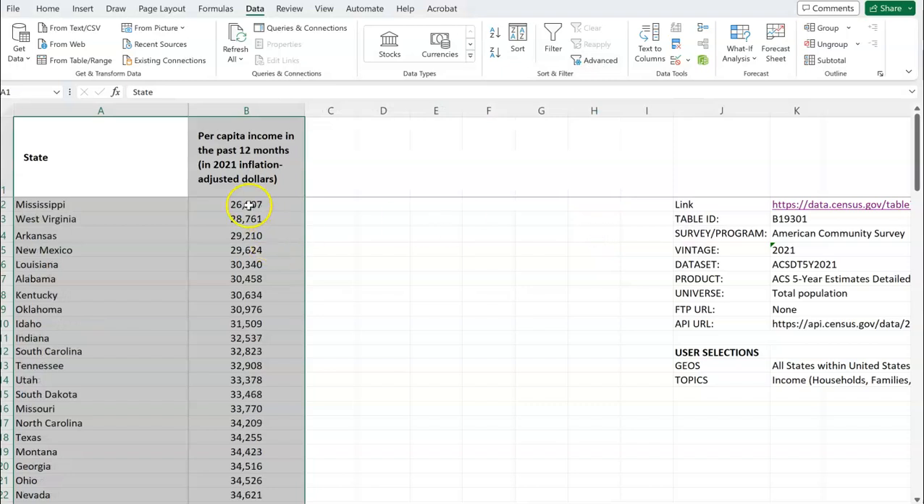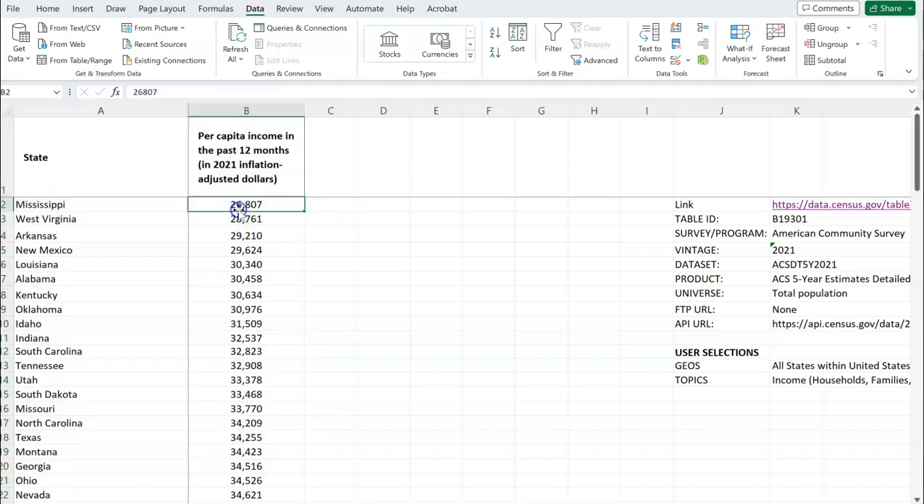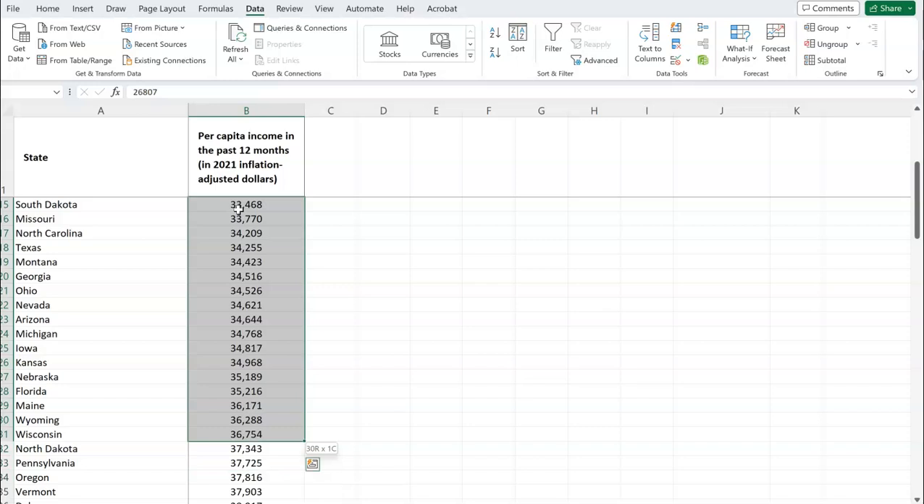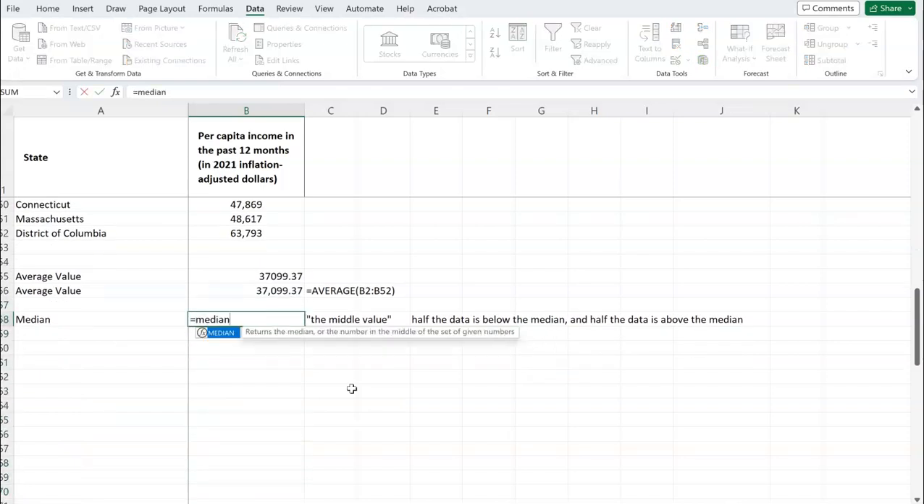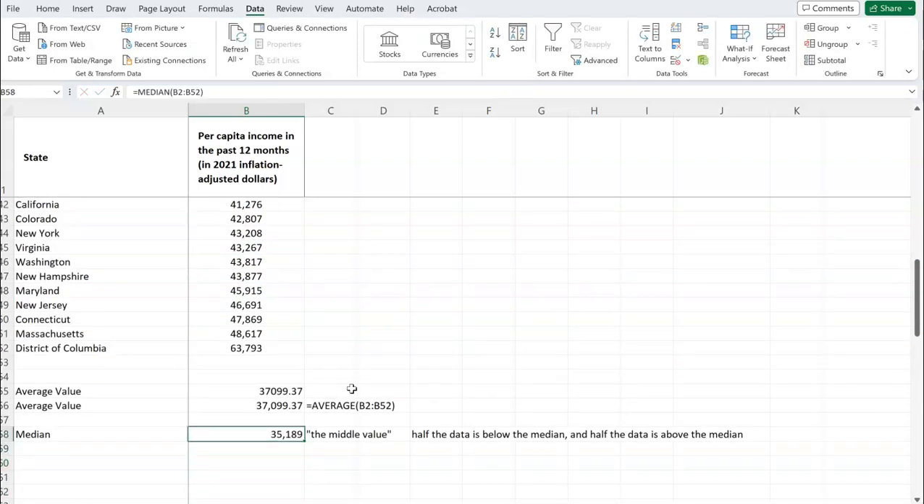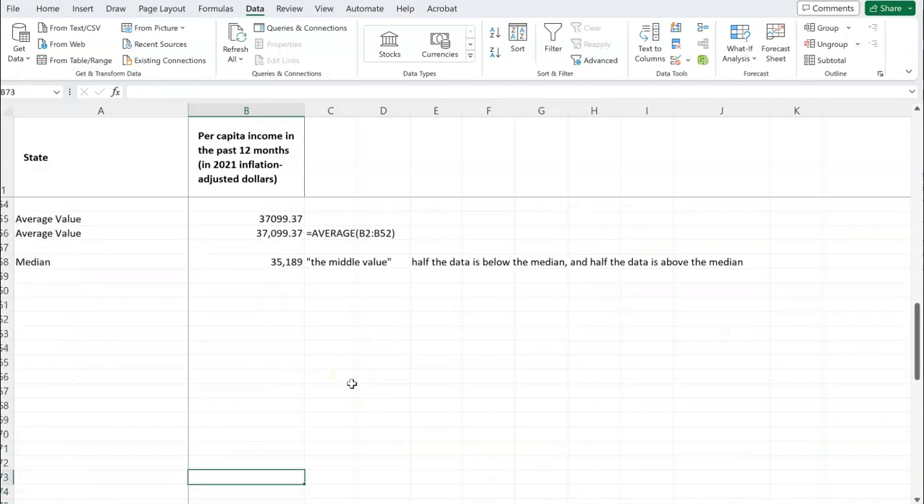The reason I highlighted both columns is that once the numbers change, the order of the states also changes accordingly. So now I can go to the 26th value, and the median is then 35,189. Another way of doing it is just going to Excel and typing median, and then highlighting all the numbers. And we should get 35,189.